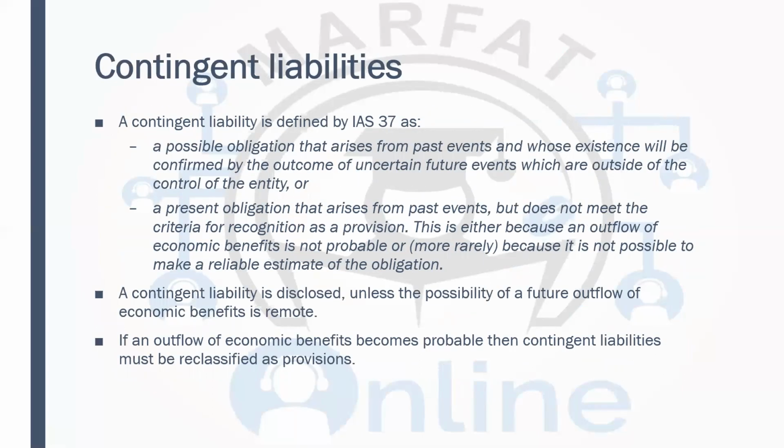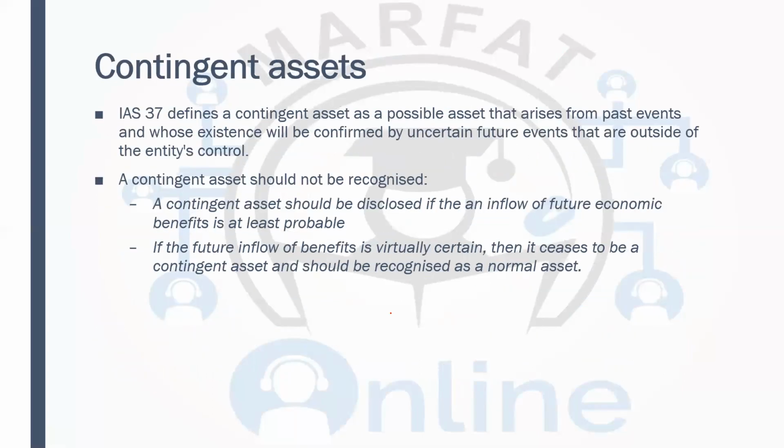Again, let me draw the same thing over here for the contingent asset. So first of all, there is virtually certain. Then there is probable. Then there is possible. And then there is remote. In terms of percentage, it is more than 95%. And then it's 50 to 95%. And then it's 5 to 50%, or 49%, whatever you call it. And it is less than 5%.